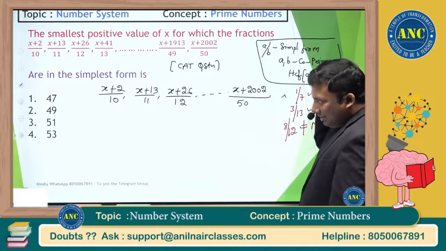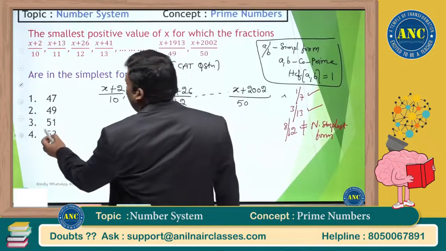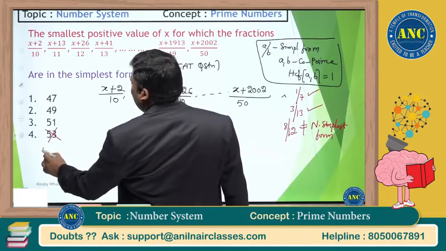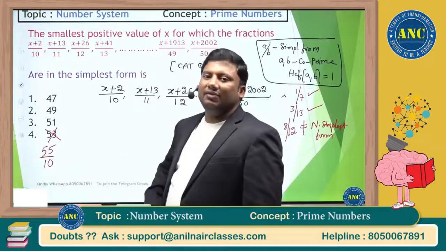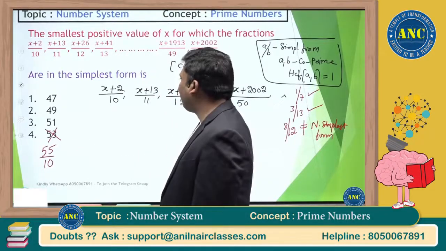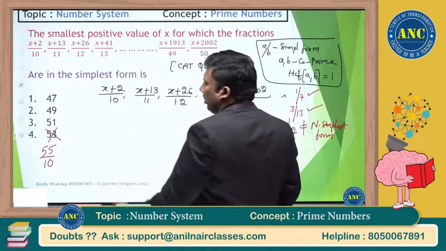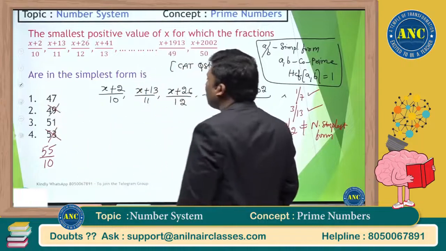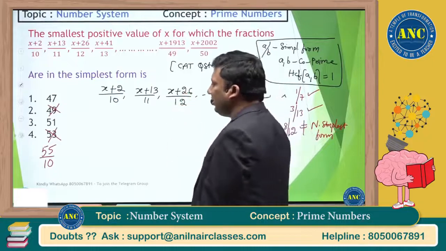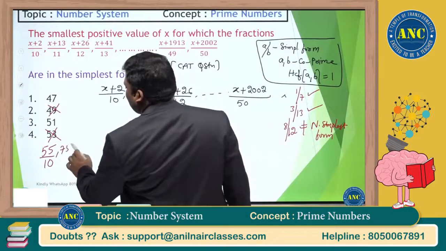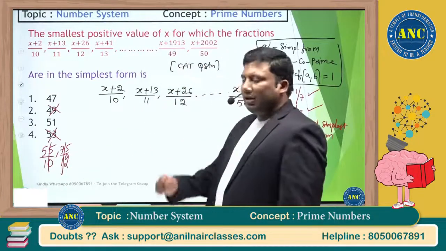Now let us see if I can eliminate some answer options. By looking at the question, I can eliminate 53. Why? Because 53 plus 2 is 55, and 55 by 10 is not possible, since 55 and 10 are both divisible by 5. Fourth one is out. The second also is out. Why? Because 49 plus 26 is 75, and 75 by 12 is not in its simplest form. Both are divisible by 3.